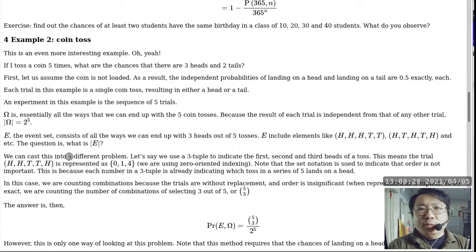So now we have to think about E, which is the event, which is a subset of omega that we are interested in, which in this case would be basically stuff that can get past a filter of, okay, let's count the number of heads and tails. If there are 3 heads and 2 tails, it passes the filter. Okay. So in that case, how do we know the cardinality of E in this case?